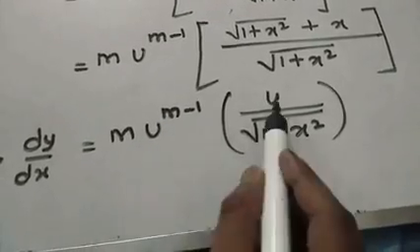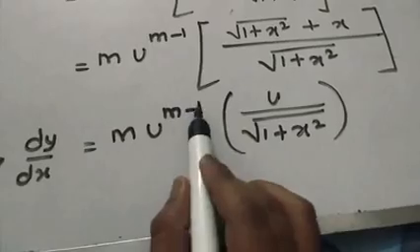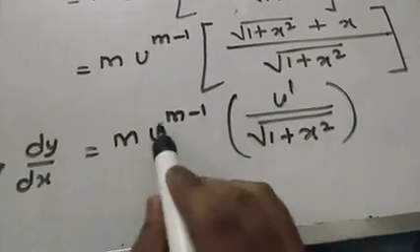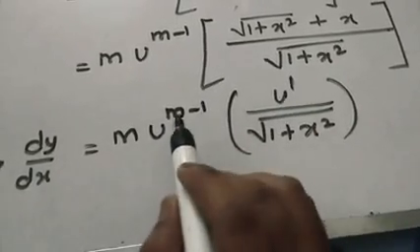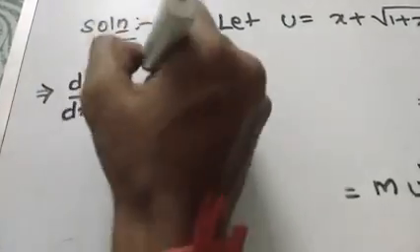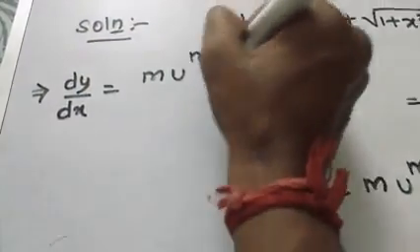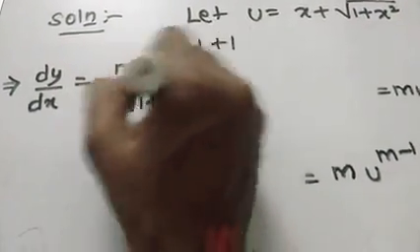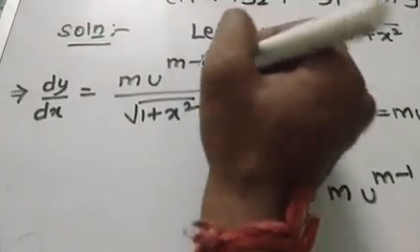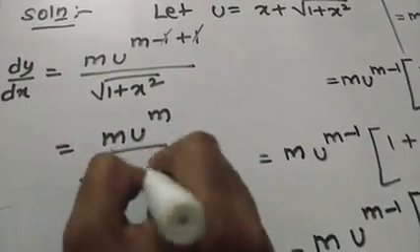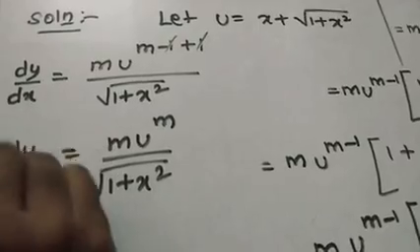Now this is in the form of multiplication. u to the power m minus 1, u to the power, what is the power here? 1. And in case of multiplication, powers are added. We know that. That is m minus 1 plus 1. So after that, dy by dx equals m u to the power m minus 1 plus 1 divided by 1 plus x square. Minus 1 plus 1 will cancel out. Finally what remains? m u to the power m by 1 plus x square dy by dx.